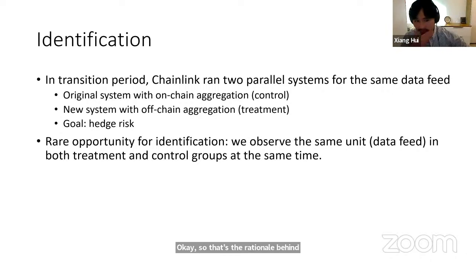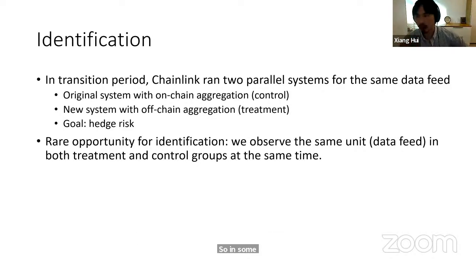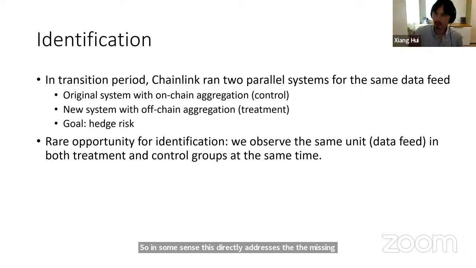Now, in terms of identification, that's great for us because that means that we actually observe the same unit being both in the treatment and control group at the same time. So in some sense, this directly addresses the missing data problem, which is the fundamental problem in causal inference in Rubin's causation framework.